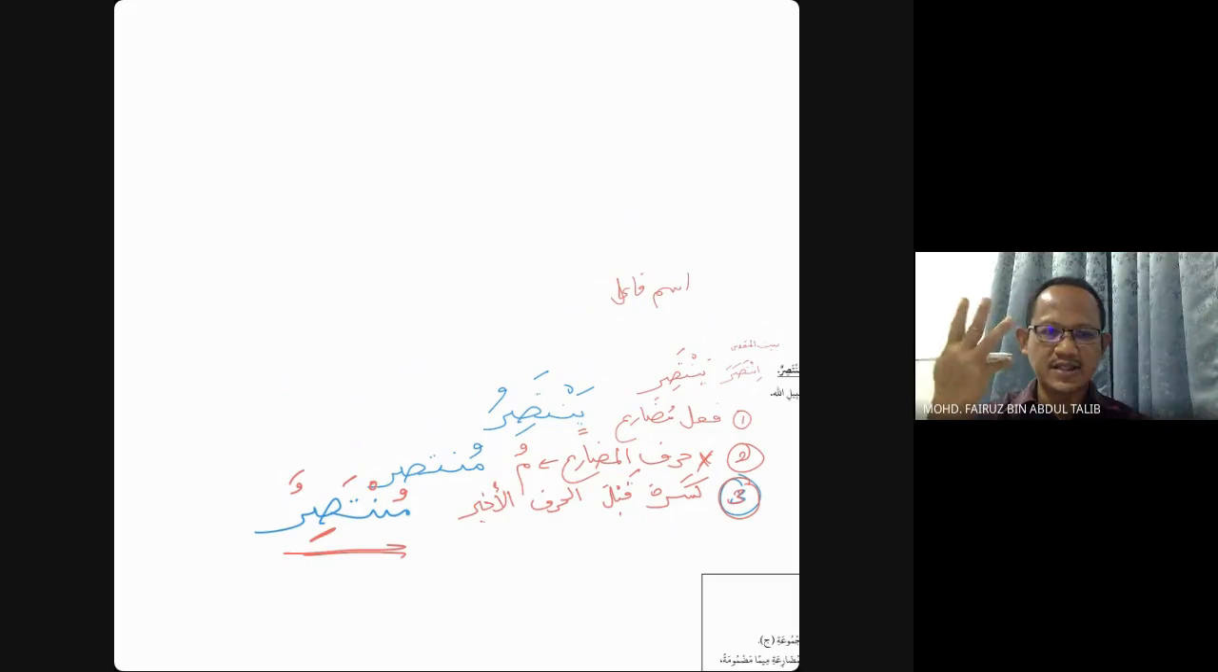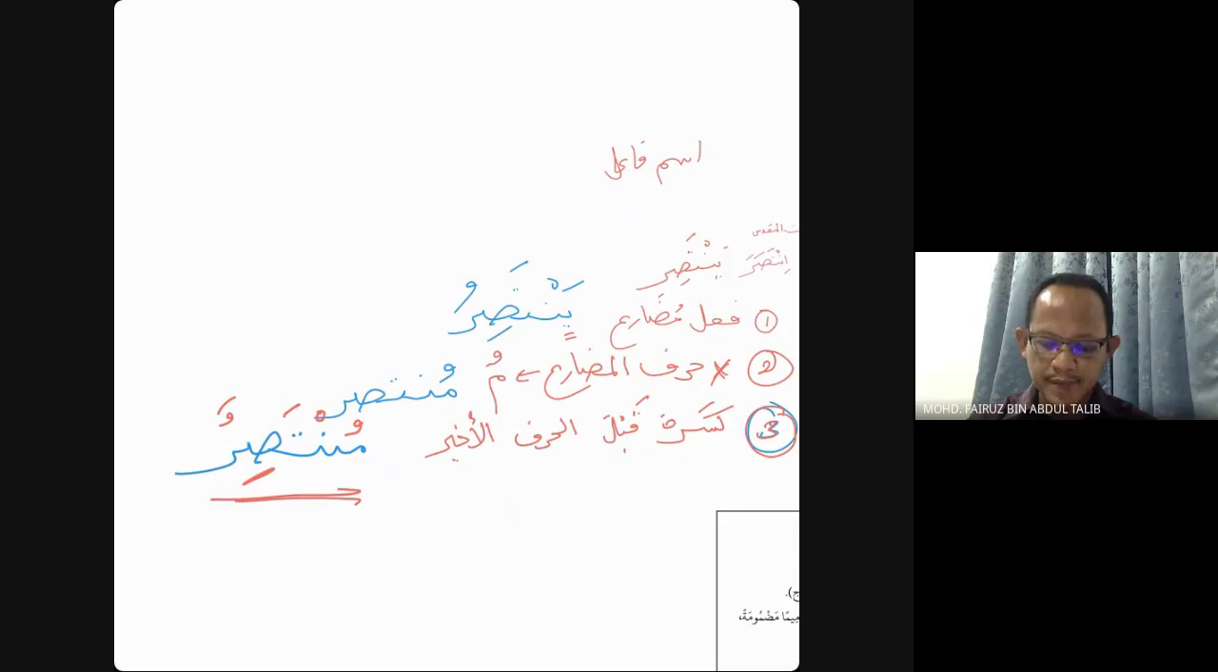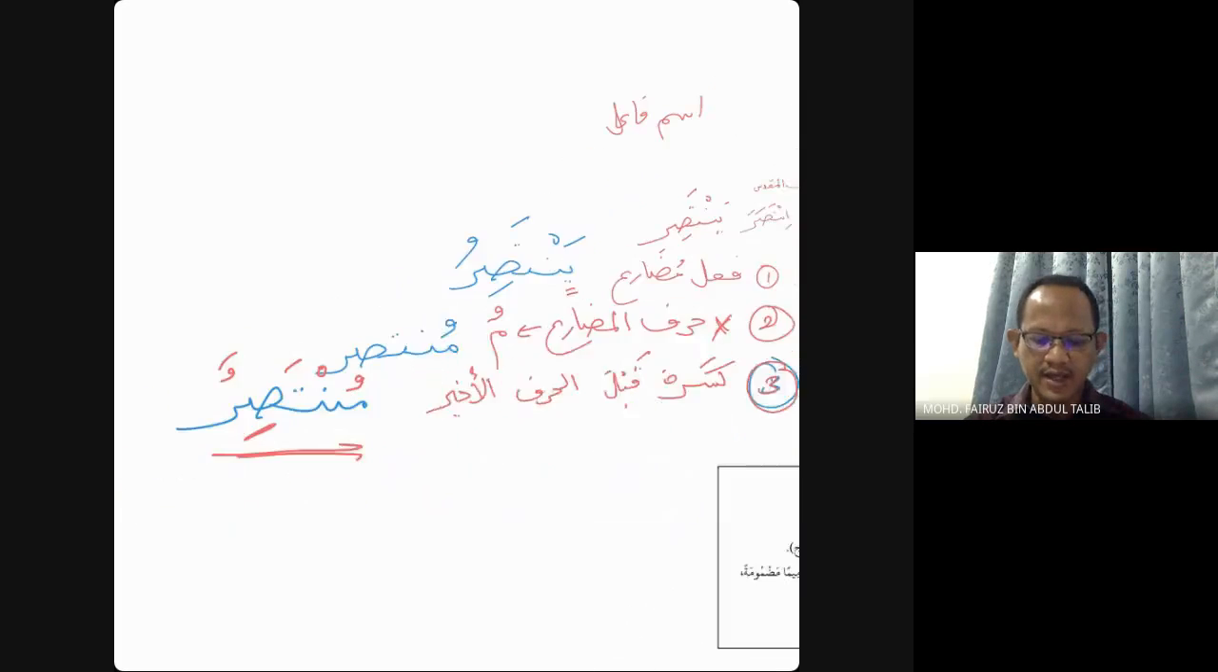So, 3 steps. First step, find the fi'il mudari. Second step, you replace the harf mudari with a mim, and this mim must have a dhamma, mu. The third step, you put a kasrah before the last letter. So we read the word muntasirun. Then this is your isim fa'il.